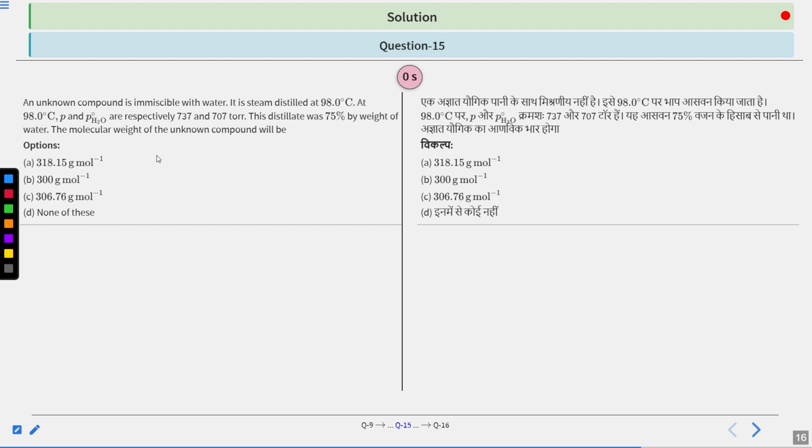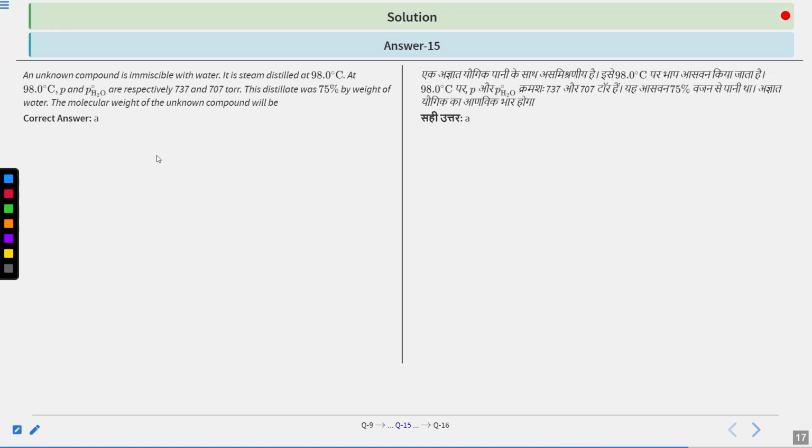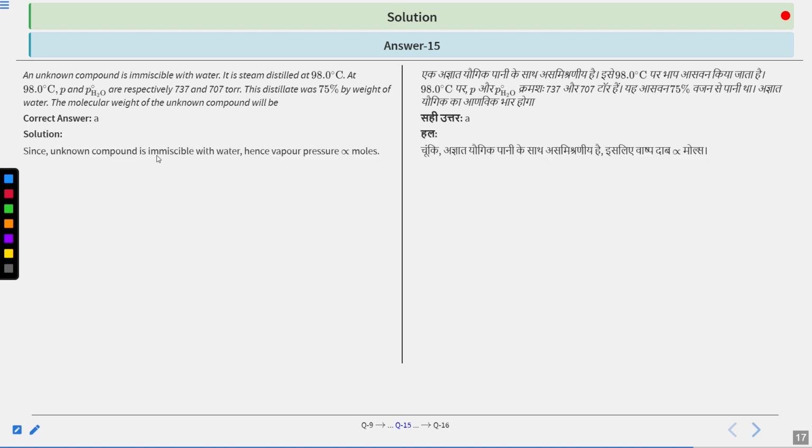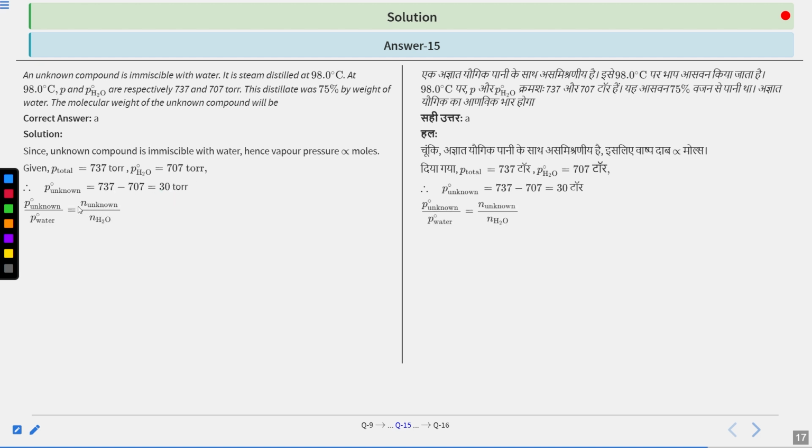So your time is up. Let us see how we can solve the question. For those who have solved, the correct answer is A. Since the compound is immiscible, the vapor pressure is directly proportional to moles. Therefore, P total is 737 and P0 of H2O is 707. It is already given. Therefore, P unknown will be this minus this, that is 30. Now, P unknown by P water is equal to n unknown by n water.